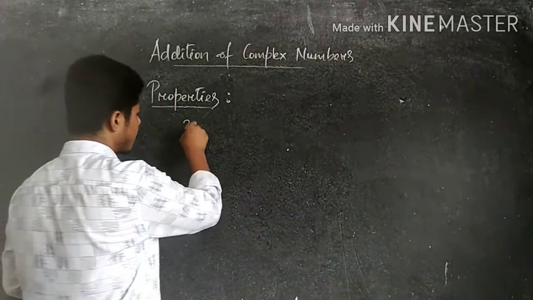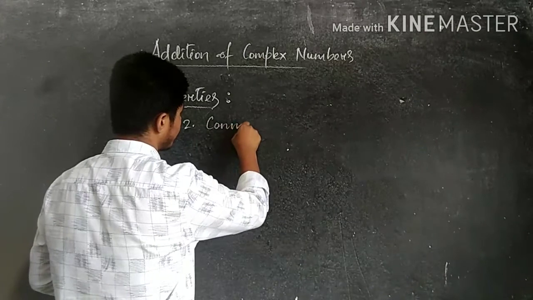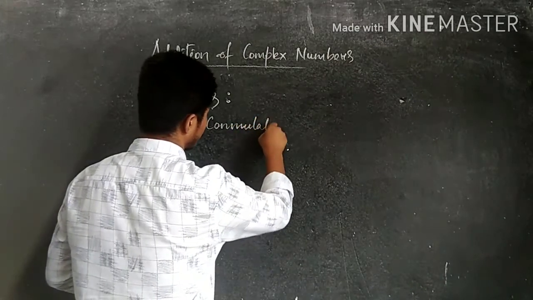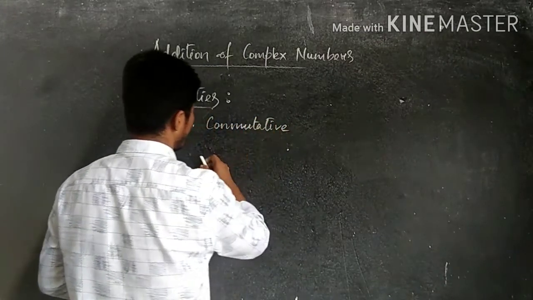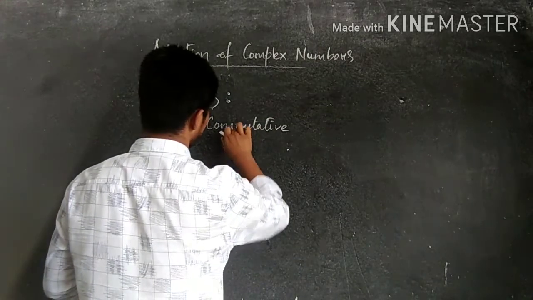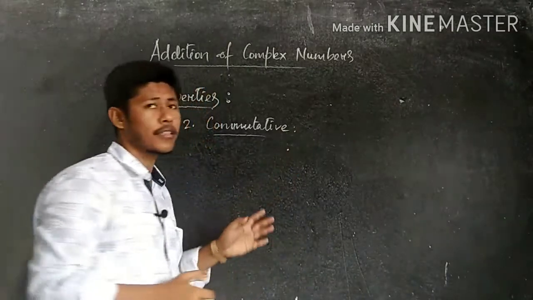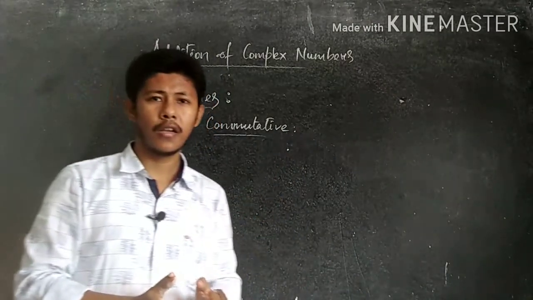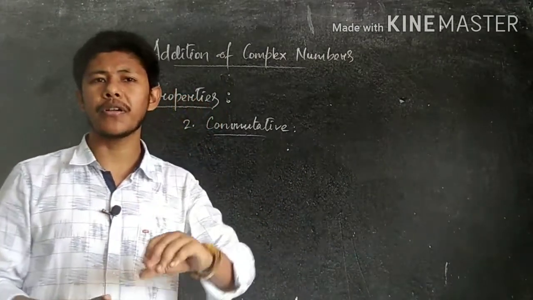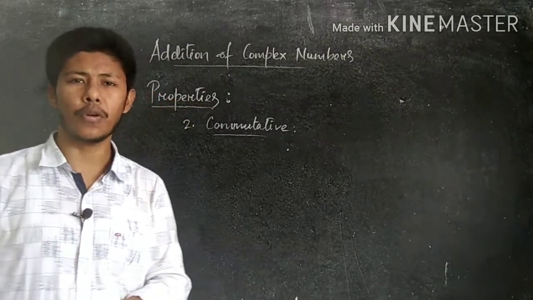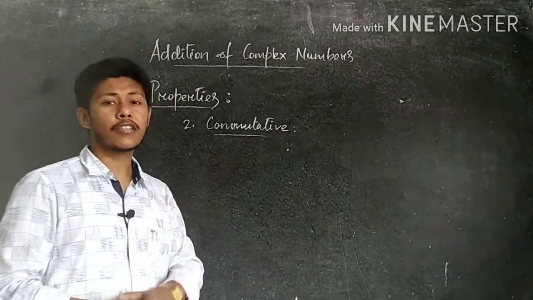So the second one we have to write is commutative. Commutative law. So we have to discuss the commutative law as the second one. This one is again very important. The first one is what? The addition of two complex numbers is again a complex number, then it is closure. And in case of commutative, what?